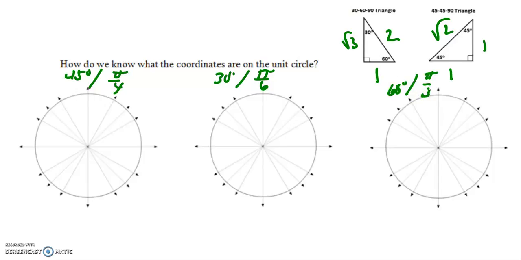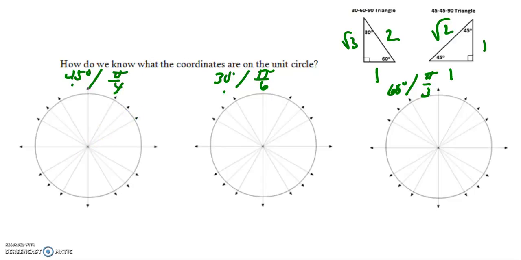A lot of you might have noticed or discussed in class that 45, 30, and 60 degrees are reference angles on your unit circle, meaning every other angle is some kind of multiple of 45, or some kind of multiple of 30, or a multiple of 60. So what I want to do is draw a triangle on my unit circle, which I did briefly in the previous video. Now this is my 30, let me erase that.